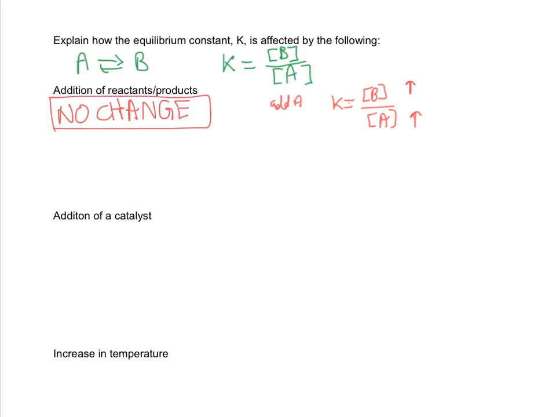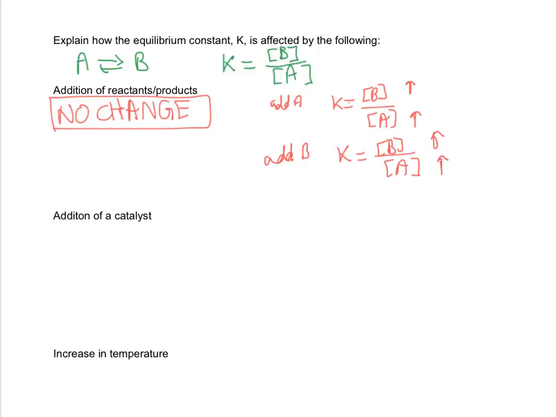Let's say I add B. K is the concentration of B over the concentration of A. So let's say I increased B, I added more B. If I added more B, which way would the equilibrium shift? It's going to shift to the left to make more A. So now my A also increases, so again K remains the same.